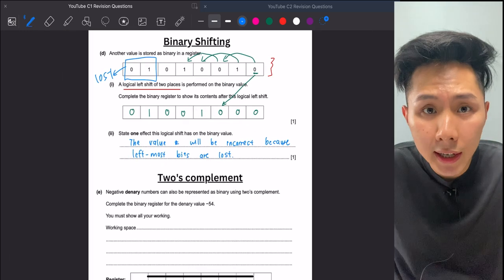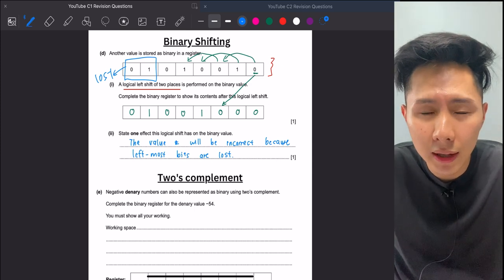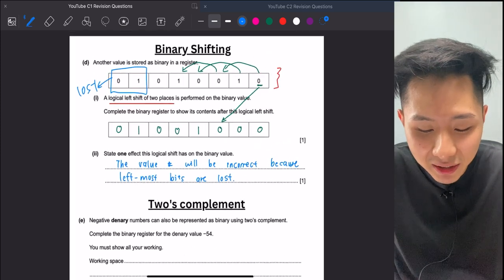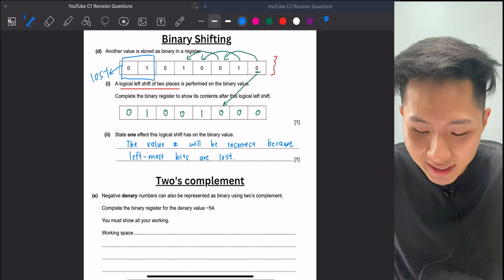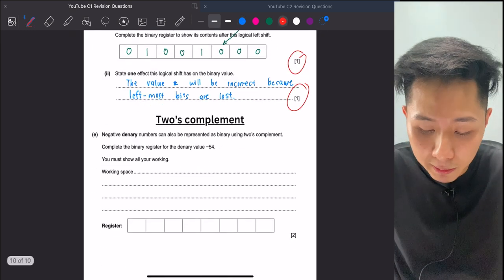Just in case you need more information on how binary shifting works, please watch my data representation videos to fully understand it. So here's just some of the questions I took from your specimen paper.